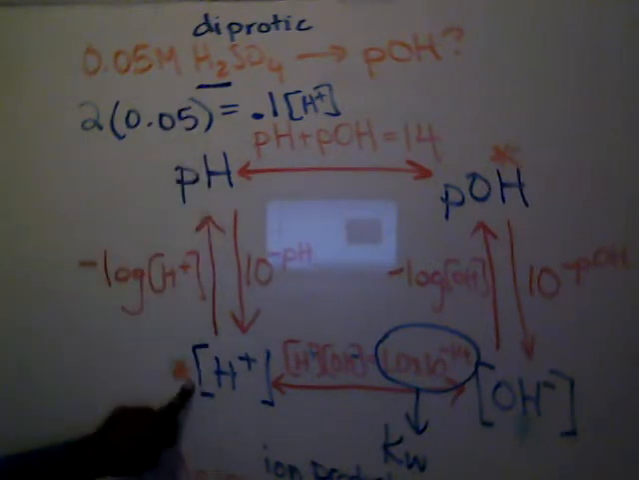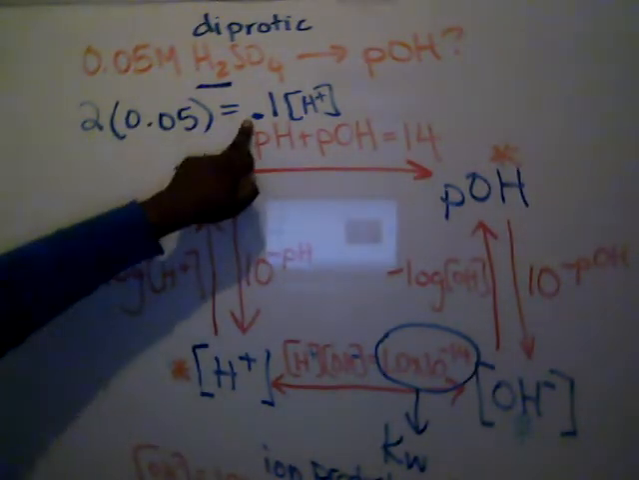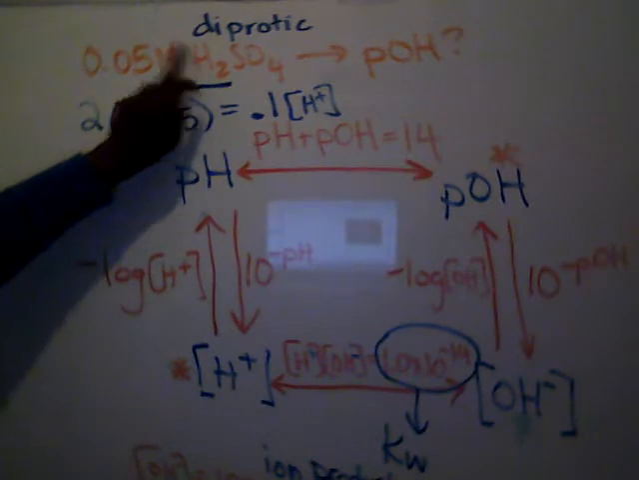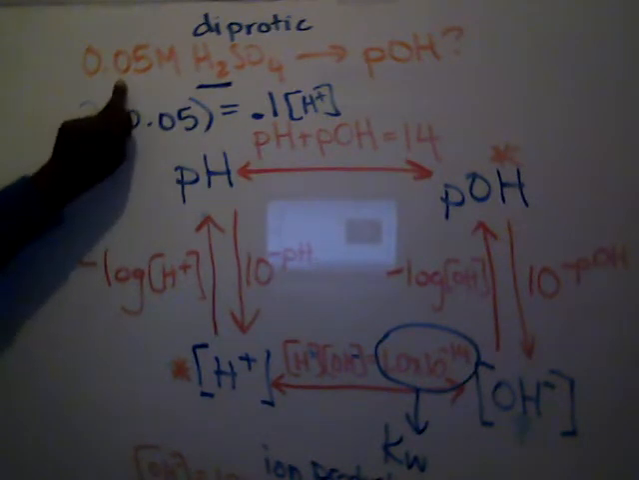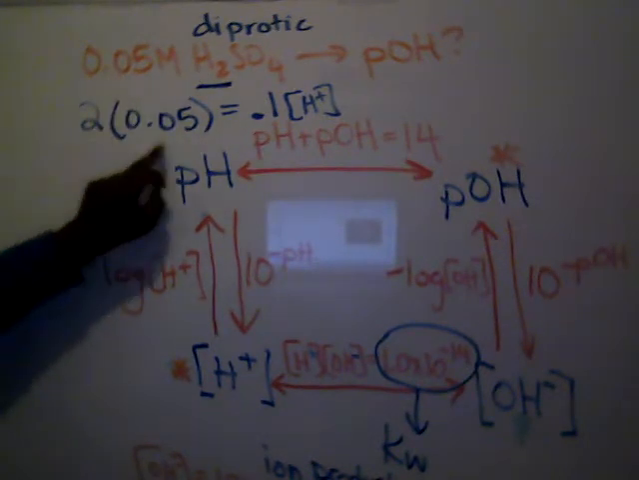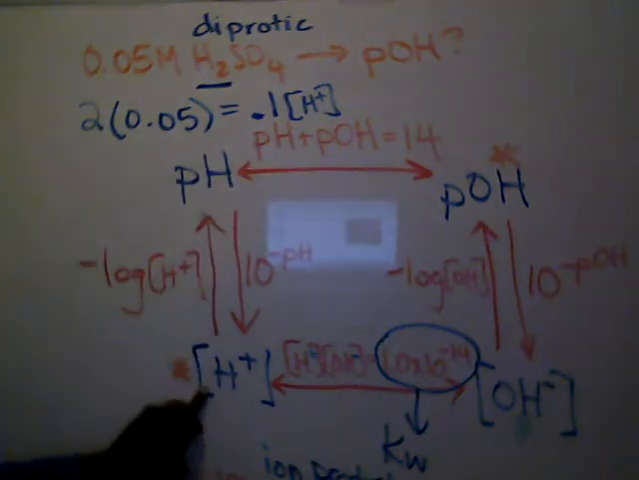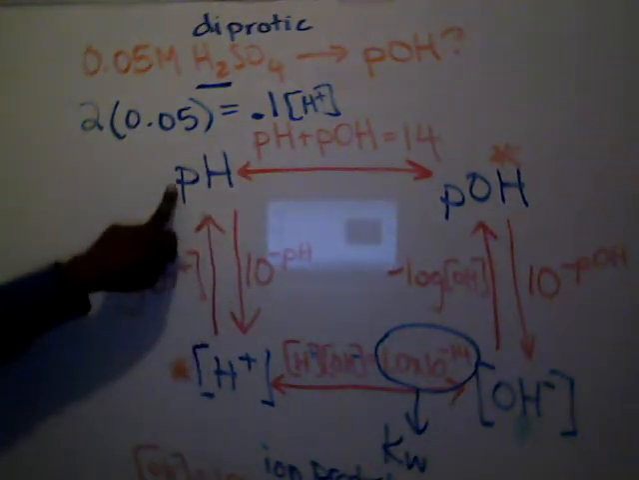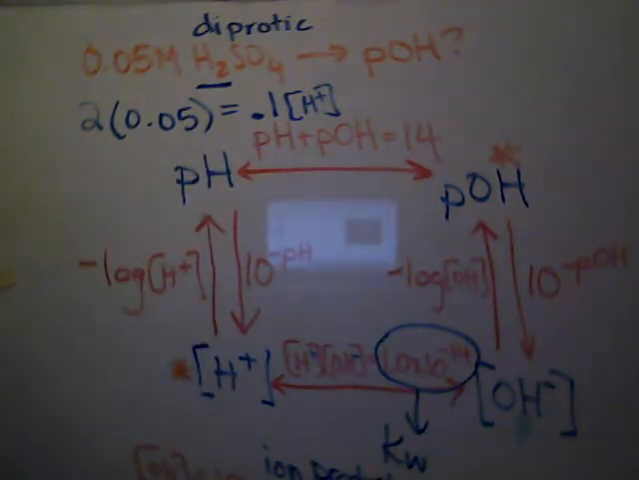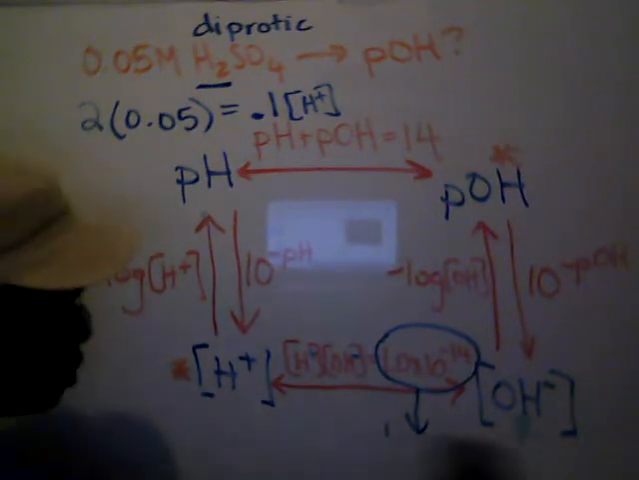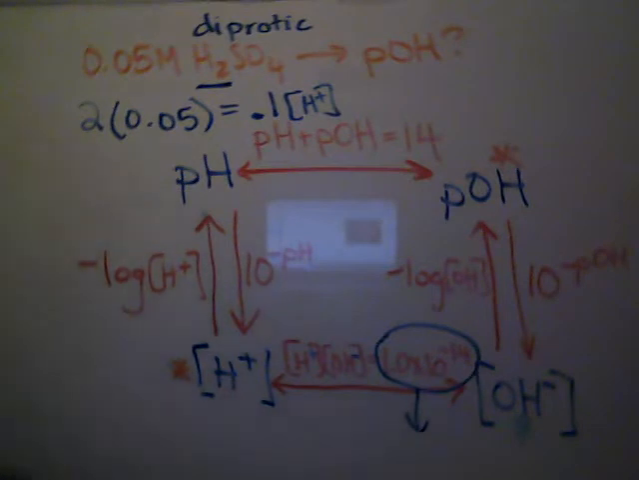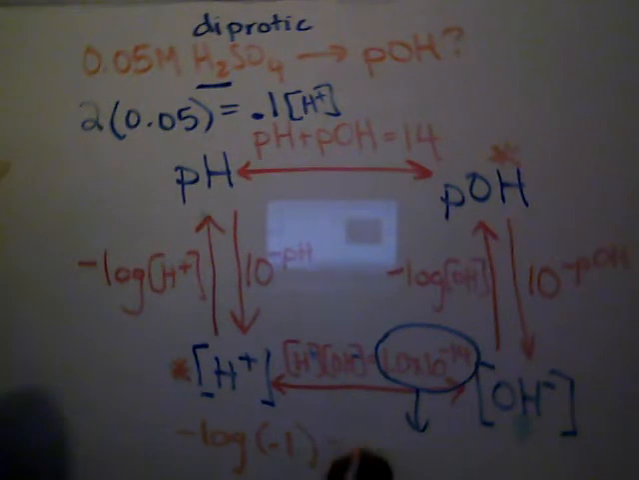Let's say we have the hydrogens, which we calculated to be 0.1. Remember we said there were 2 hydrogens here, so we had to double this amount. So 2 times 0.05 gives us 0.1. So now that we know the amount of hydrogens, let's go ahead and actually find the pH. Okay, so to do that, erase this here, makes a little more space. So we would just do negative log of 0.1. And that would give us a pH of 1.